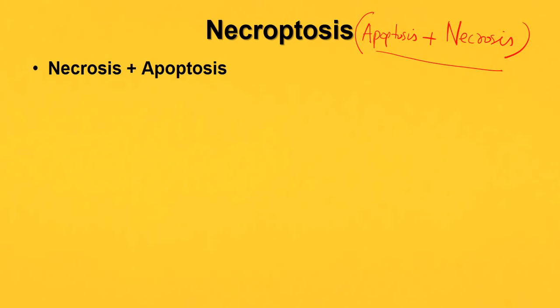Necroptosis is a form of programmed cell death that shares features. So I will place it in this way. Necroptosis is nothing but apoptosis plus necrosis. So when you have both features of apoptosis and necrosis, it is called necroptosis. Lots of research papers are available. It's a very important cell death pathway.